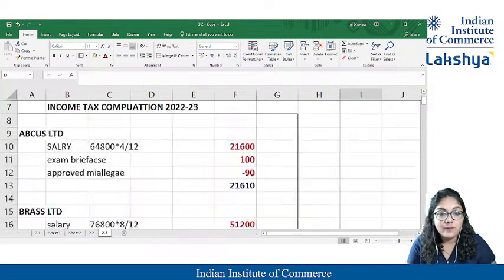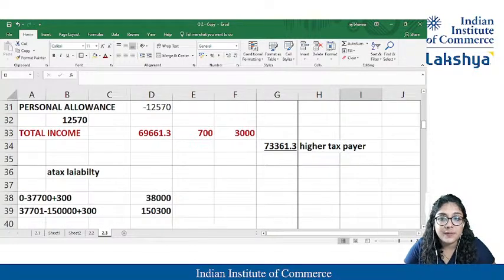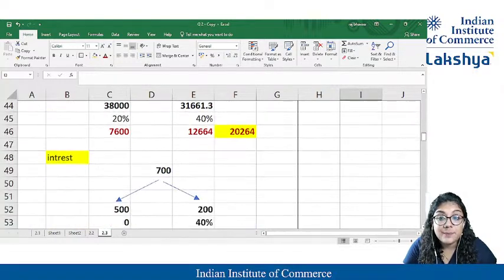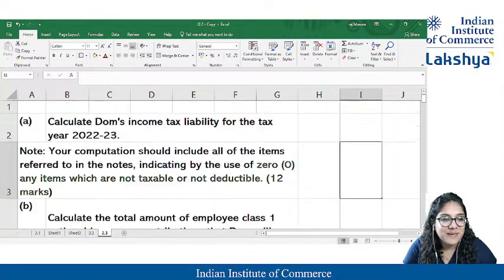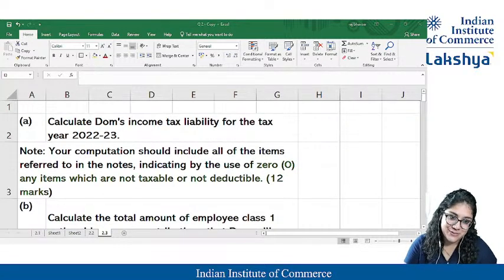This is what I have already taught you in the class, how we are going to calculate the personal allowances, the total allowances, my tax liability, my incomes and all. So yeah, I hope it was easy. Let's take a break of 5 minutes and we'll resume. Thank you.